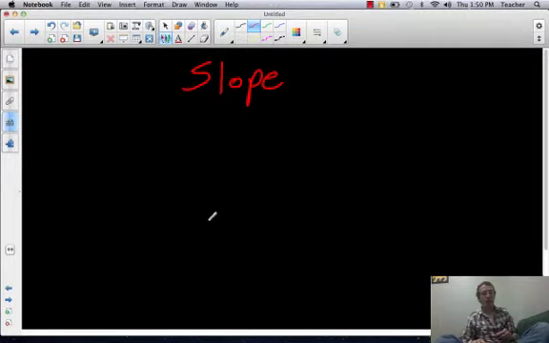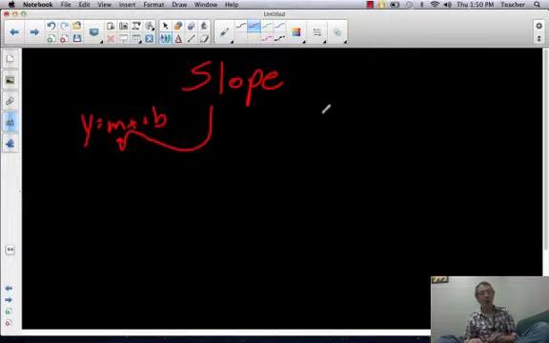That brings us to our next thing we want to worry about, and that's slope. Now, most people, when they look at y equals mx plus b, they automatically ask, why are the m and the x so close together? That's because the m is slope. I'll draw a funny line to it. But slope equals the m.